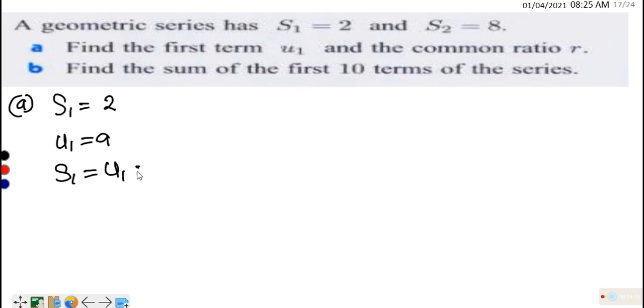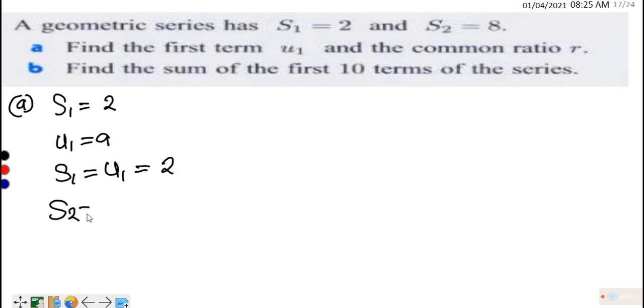Another example. A geometric series has sum of first term to be 2, sum of second term to be 8. Find the first term A and the common ratio R. Okay, let's start with A. S1 is 2, and U1 equals A, so S1 equals U1, which is 2, of course. Yeah, that one is obvious.